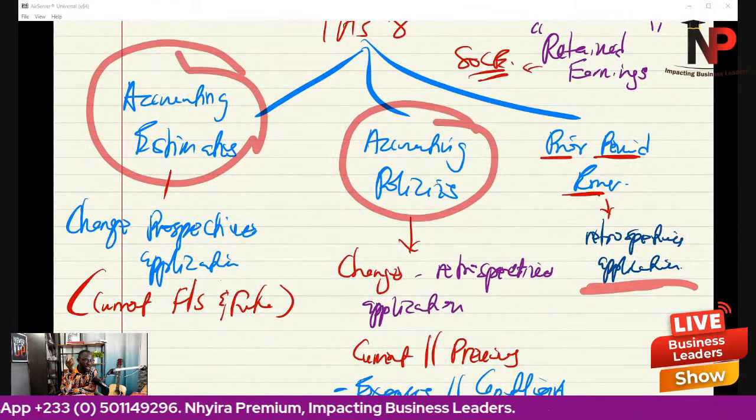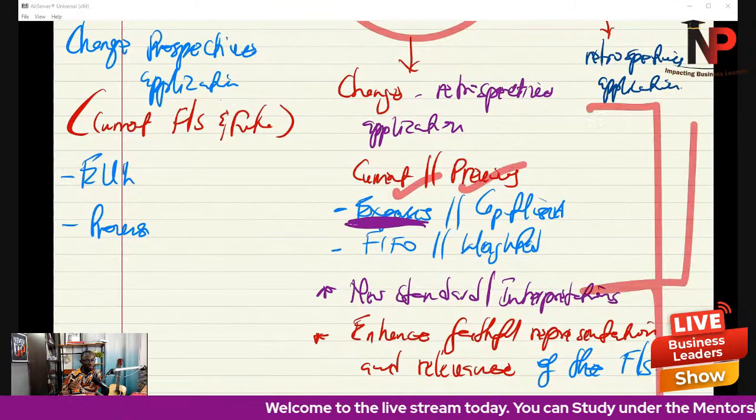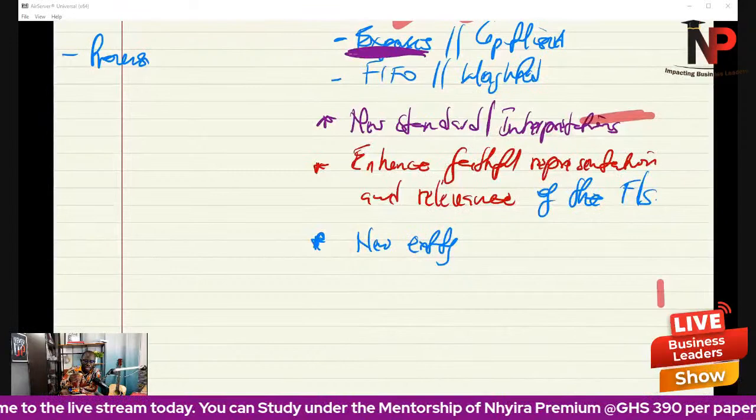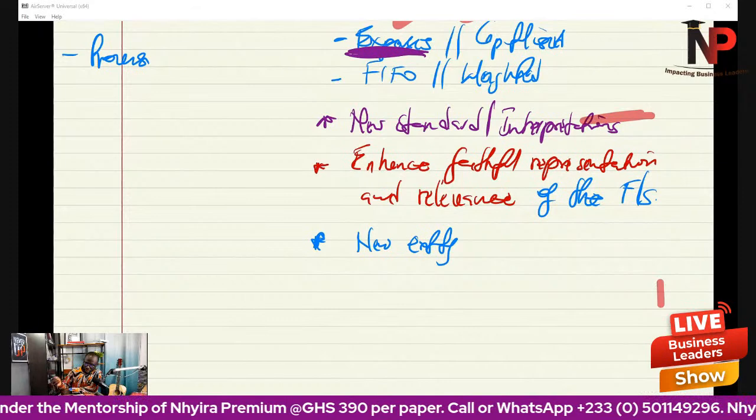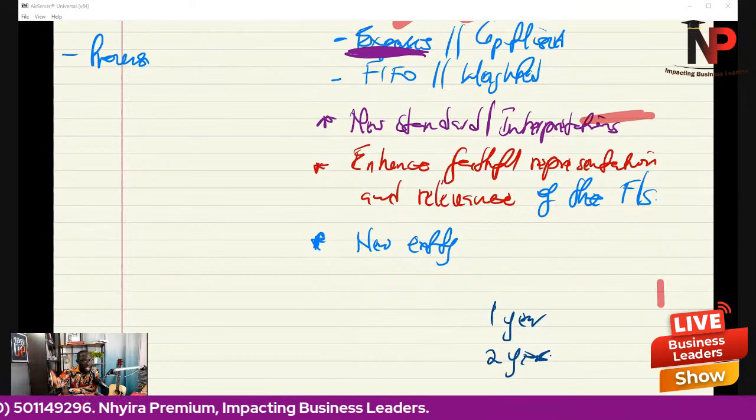Now, the final takeaway is: how far is too far? So, for instance, when there is a retrospective change, the question you ask yourself is how many years can you go back? It depends on the practicality of the change. Sometimes the entity can go back just 1 year, sometimes 2 years, or sometimes it may not even go back at all, because the entity may see that it is impractical to do retrospective application.